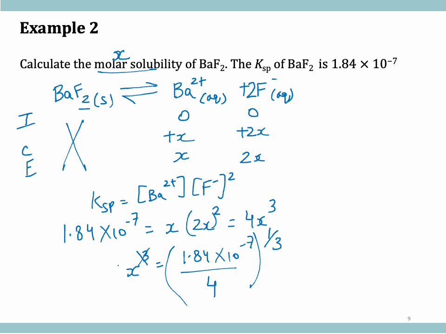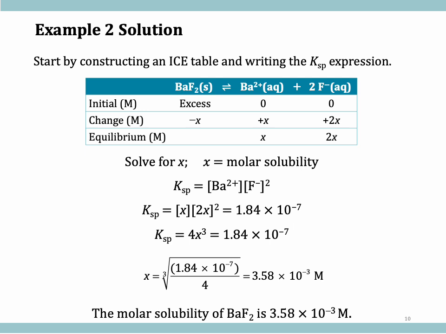If it's x cubed, you raise everything to the power of 1/3, and that should give you your value of x, and that x is the molar solubility. If we plug this into the calculator, it should give us 3.58 times 10 raised to the power minus 3. So remember, this is cube root. The way we plug this into the calculator is you put everything to the power of 1 by 3.